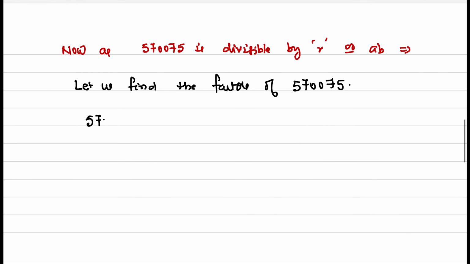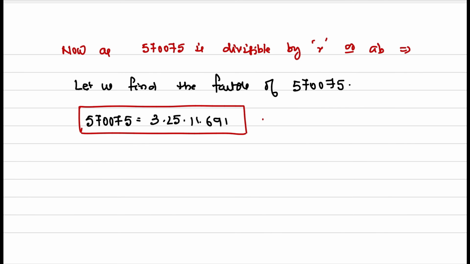570075 is nothing but 3 into 25 into 11 into 691. Please check it. You treat it as a homework. It's a very simple one. You can check it. If you want me to do, I will do it. Please do on your own also.